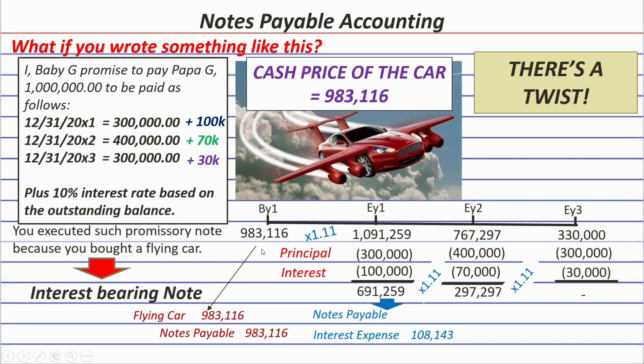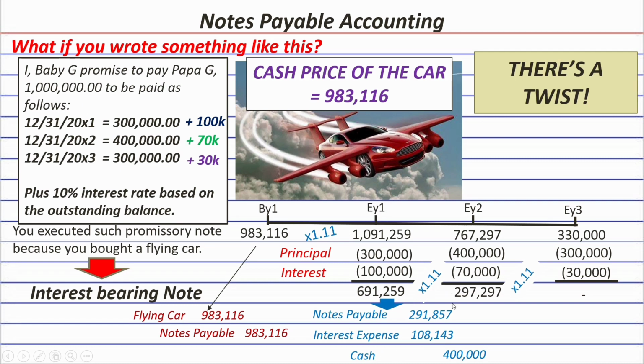because the payable decreased from 983,116 to only 691,259. So the decrease, which is 291,857, should be debited to notes payable account. Okay? So those are the debits. And then of course, credit cash for the whole 400,000 for the whole principal and interest payment. So that's the complete set of entries at the end of year 1.